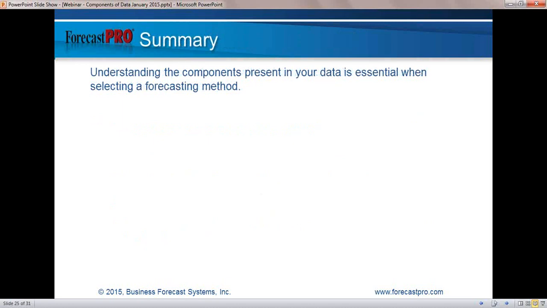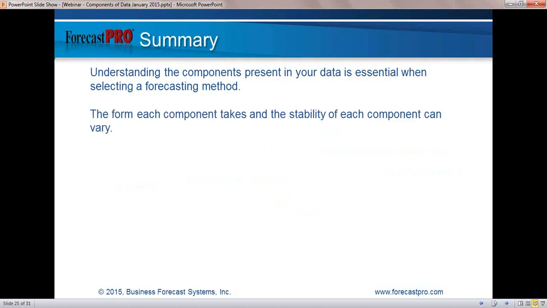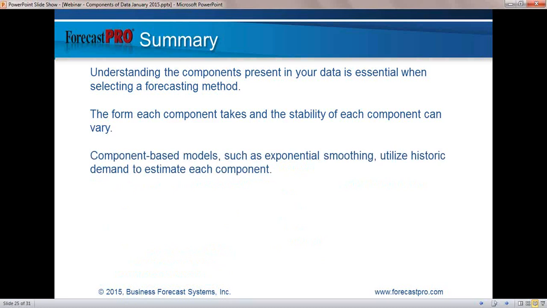When we look at data, and when you look at your data, it can contain different components. It's really important that we think about that and we understand the components that are present. The form of each component can vary. Trends can be linear, local, global, or bent. Trends can be exponential. Seasonal patterns can be additive or multiplicative. But the form of each component and the stability of each component can vary, and it's important to understand that.